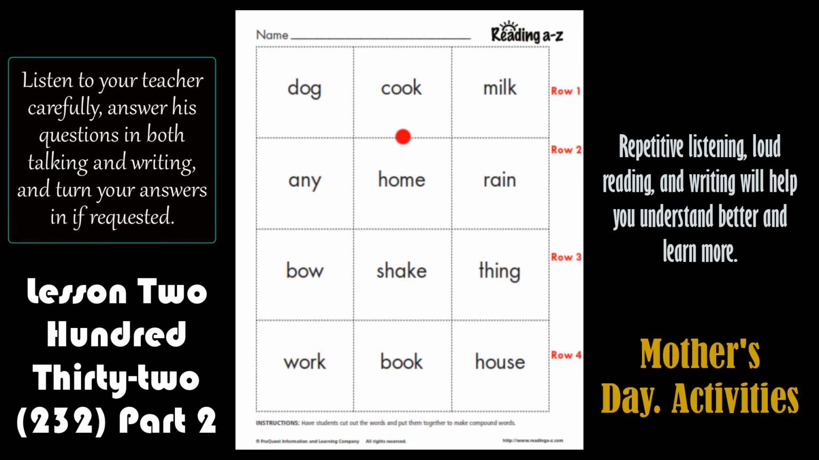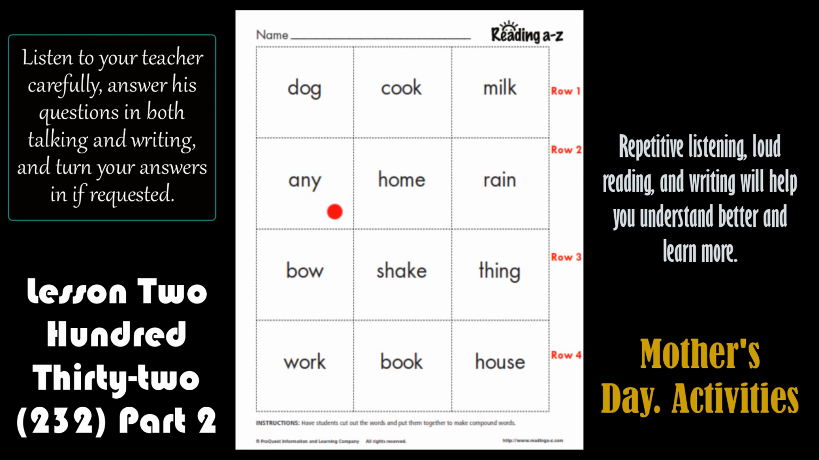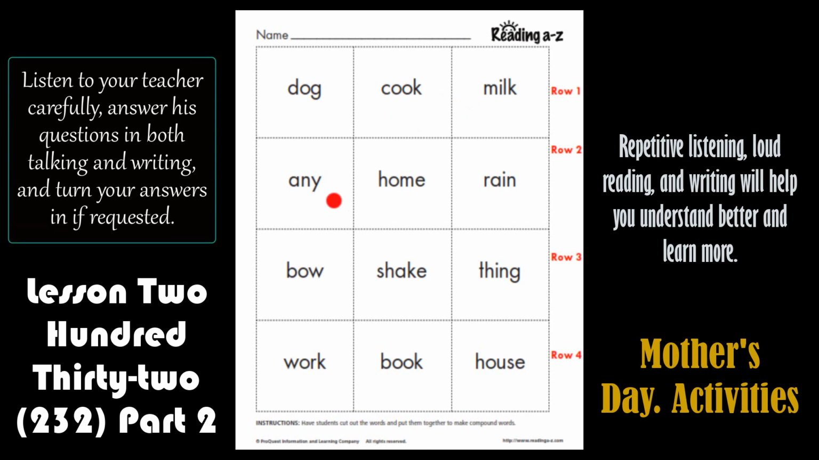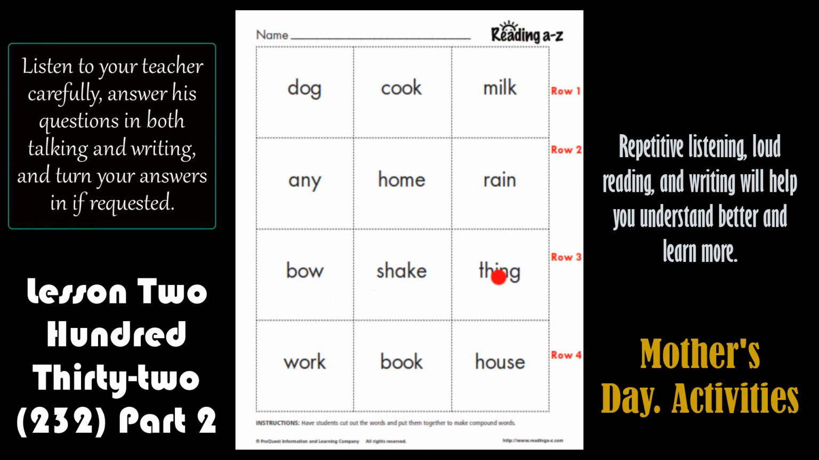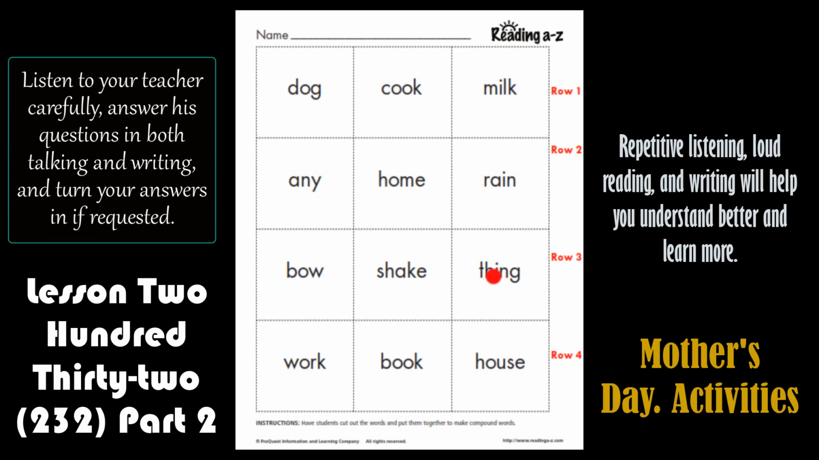Let's say the words together. Row 1, dog, cook, milk. Row 2, any, home, rain. Row 3, bow, shake, thing. And row 4, work, book, and house.